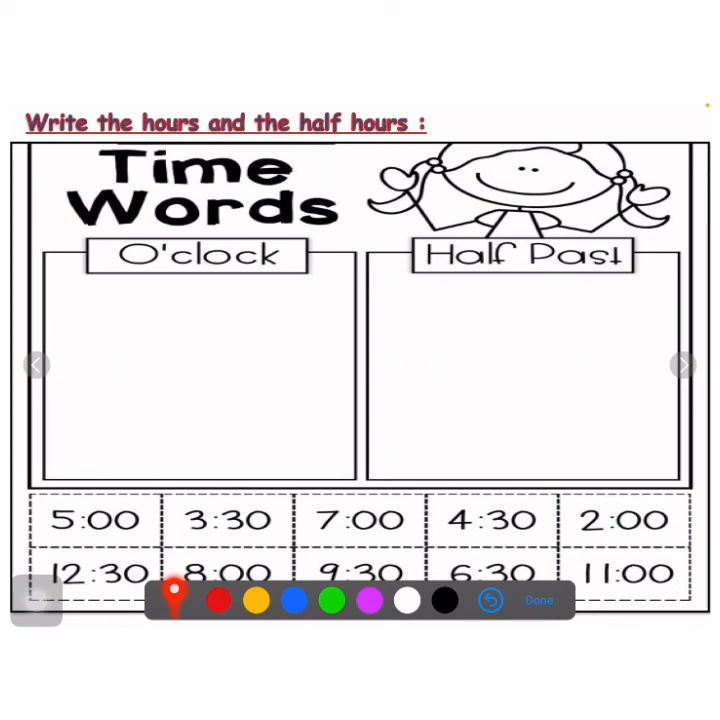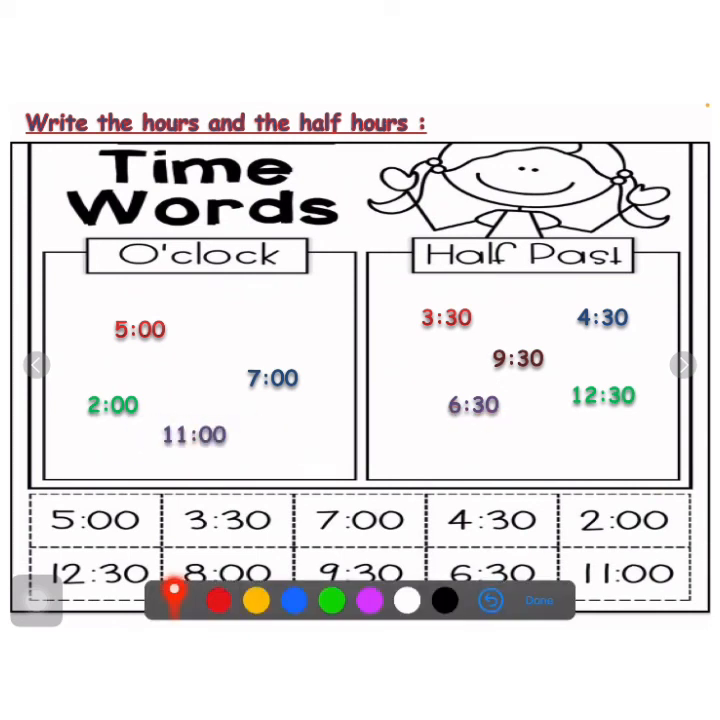Okay, girls, now let's do it together. Are you ready? Let's start. What are you going to put on the clock? Yeah, excellent. It's 5 o'clock. What about the 1:30? It's 3:30. Good girls. It's 7 o'clock. It's 4:30. It's 2 o'clock. It's 12:30. It's 9:30. It's 6:30. It's 11 o'clock. And the last one, it's 8 o'clock. Excellent, girls. Now let's continue our lesson.